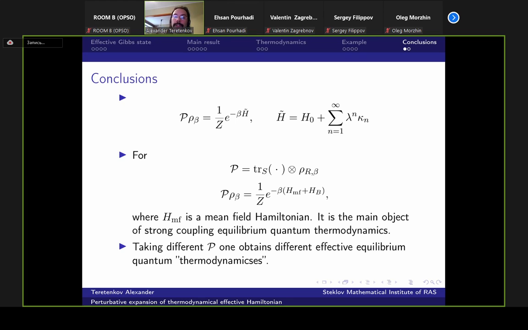So this theory suggests very wide generalizations of the equilibrium quantum thermodynamics. And I think this is the main philosophical result of this work. The details can be found in this arXiv preprint.